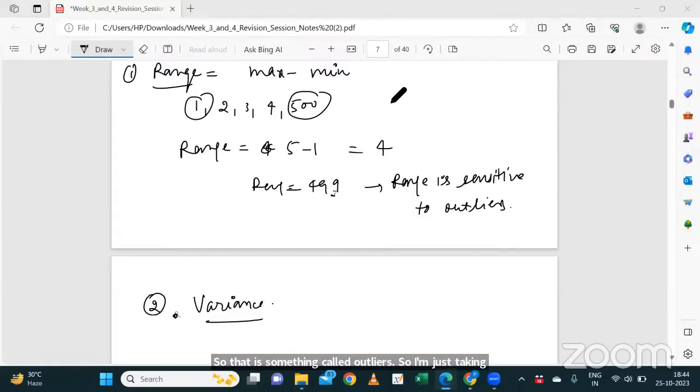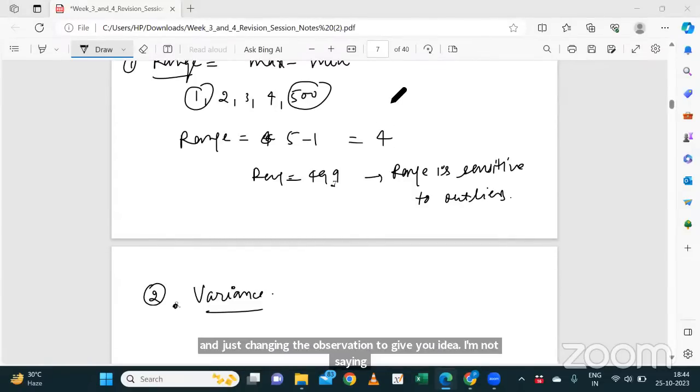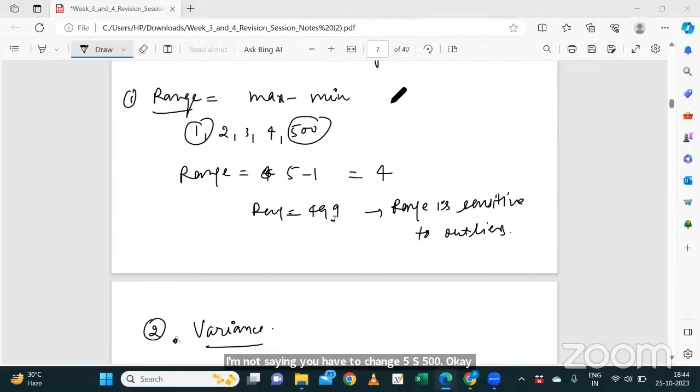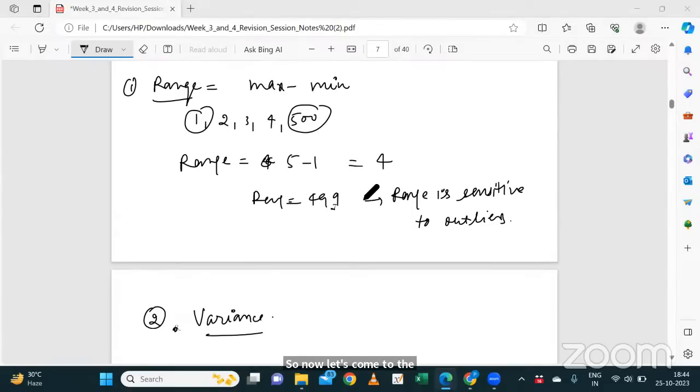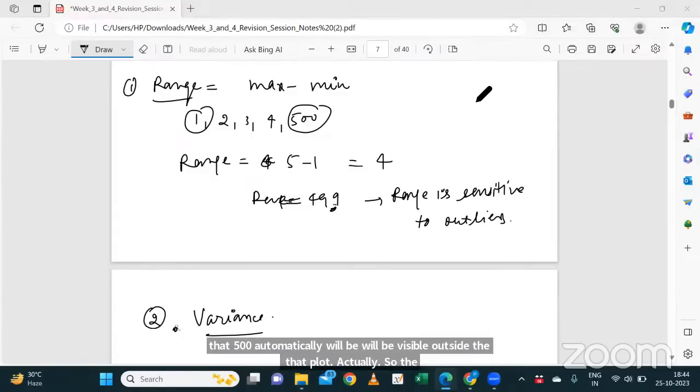I'm not saying you have to change 5 as 500. Now let's come to the question: does an outlier come in between the values or outside the values? I mean to say that 1, 2, 3, 4, 5, 4, and 500. The outlier can be between 1, 2, 3, 4, and 5, but once you plot the scatter plot or box plot, that 500 will automatically be visible outside the plot. So outlier is that kind of observation which is far from your normal values.